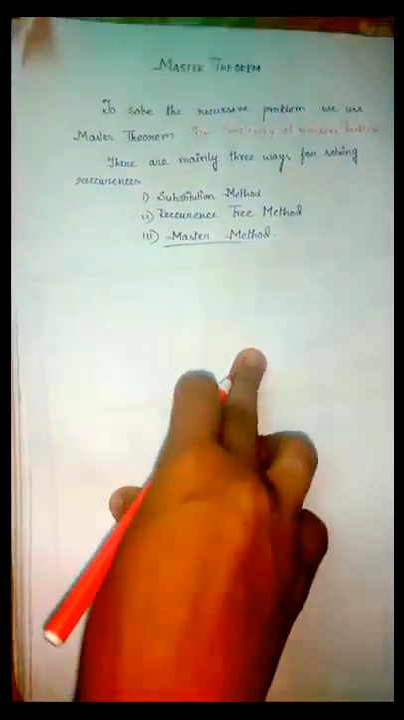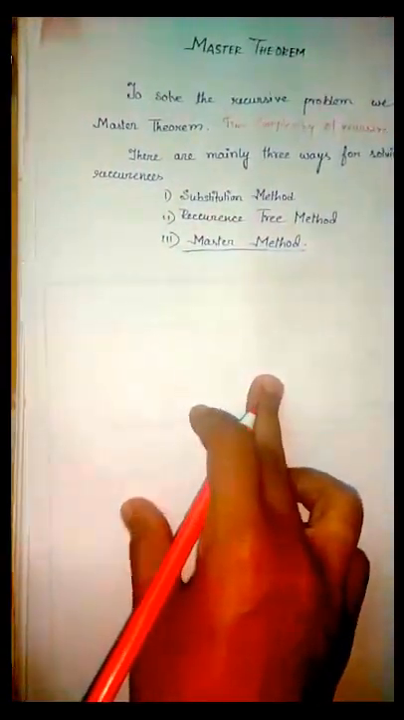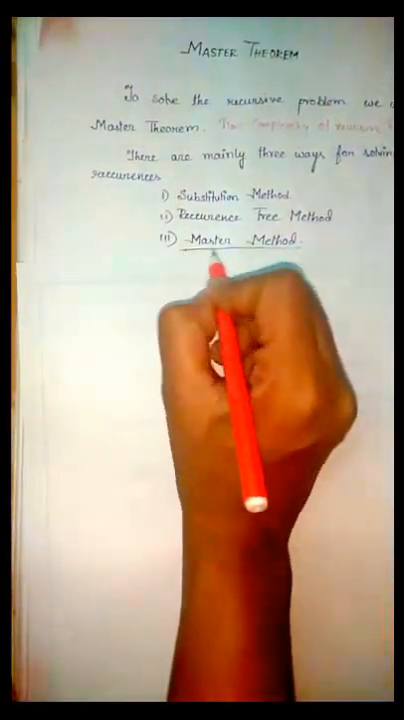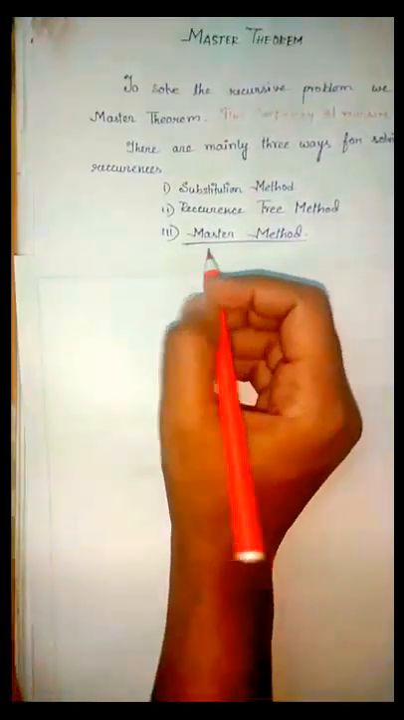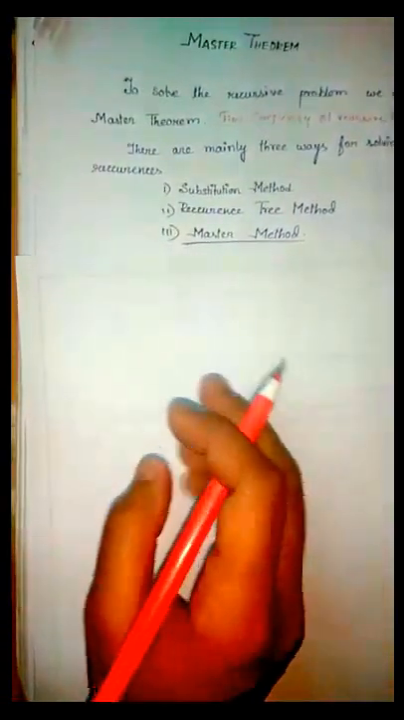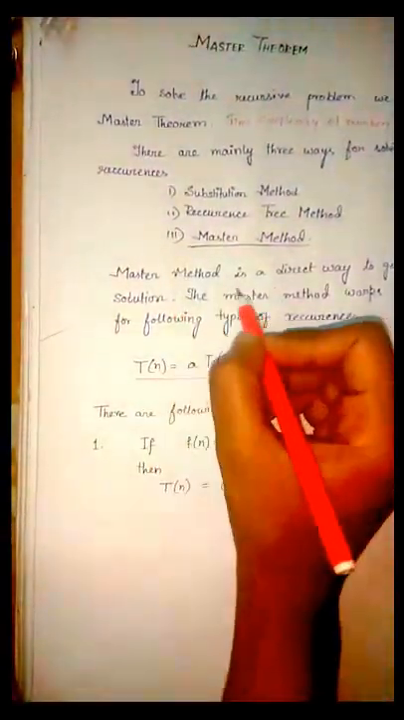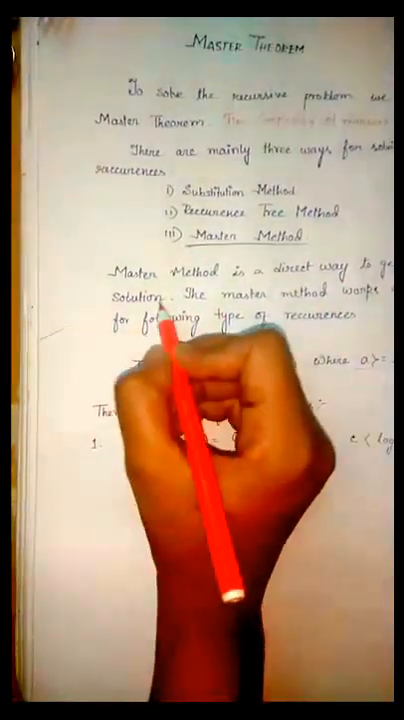There are mainly three ways for solving recurrences. One is the substitution method, second is the recurrence tree method, and third is the master method. Today we will learn about the master method. Mainly in the master method there are three cases, and the master method is a direct way to get the solution.